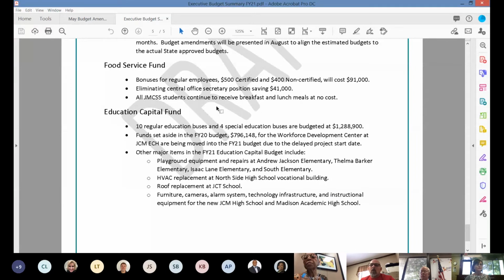The items to note in the food service fund are the bonuses that are built into the budget, 1 position at central office being eliminated, and then the highlight that all students continue to receive breakfast and lunch meals at no cost.